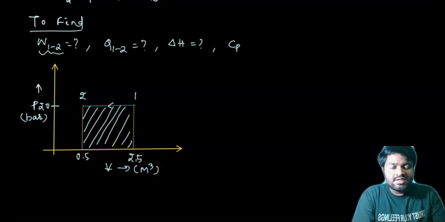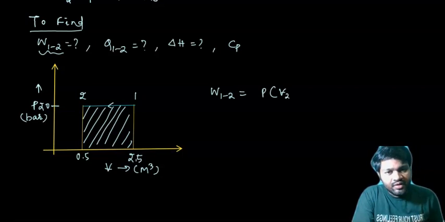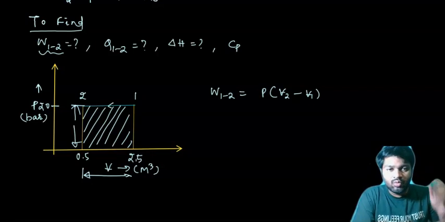So already all this data is given over here. Then in this case it is very easy to find the work interaction during this process, right? So here if we try to find this W1 to 2, then that will be equal to P into V2 minus V1. That means this height multiplied by this length, right? So this is P multiplied by V2 minus V1. Okay, so we will put all these values over here.